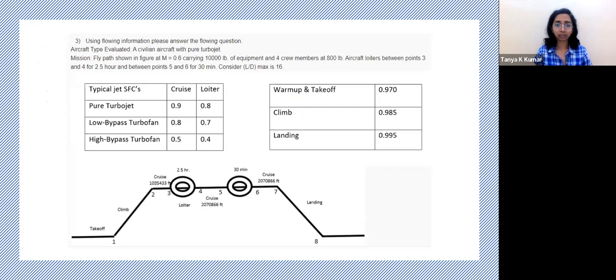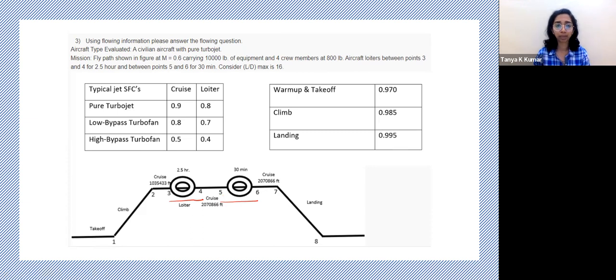Okay, so now let's look at some other questions. Just look at all the values that are given to you. Using the following information, please answer the following questions. The aircraft used is a civilian aircraft with a pure turbojet. They've given you a Mach number of 0.6. They've given the load, that is 1,000 pounds, plus 4 crew members at 800 pounds. The aircraft loiters between points 3 and 4 for 2.5 hours, and between points 5 and 6, that is here. This is one loiter period, this is one loiter period, for 6 hours, 30 minutes.